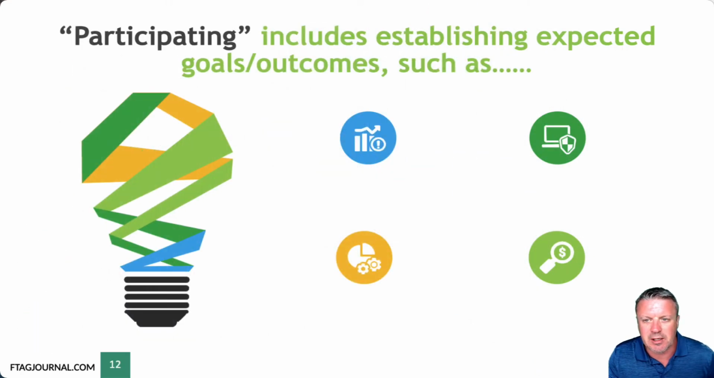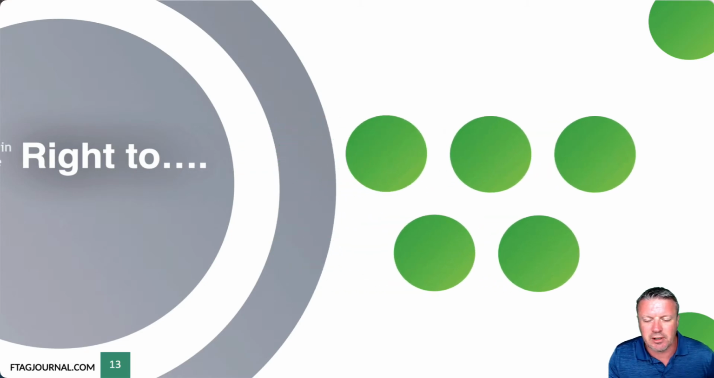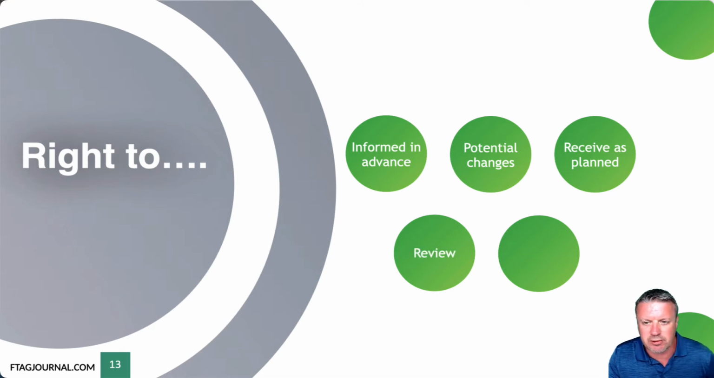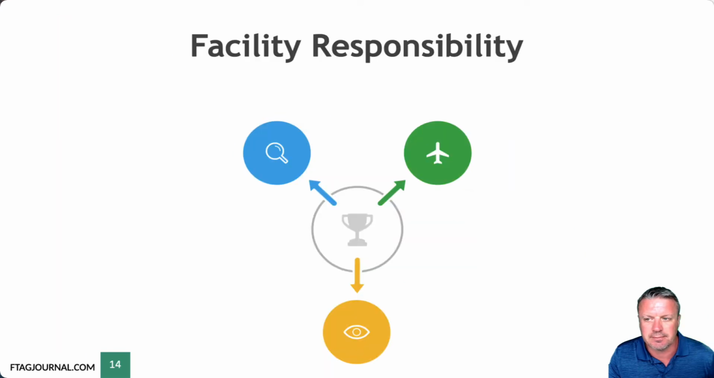It dives a little bit deeper into establishing treatment goals. Participating includes establishing expected goals and outcomes, such as the type of treatments, the amount of treatment, the frequency of those treatments, and the duration of those treatments. The resident also has the right to be informed in advance of what the care plan is going to be, and in advance of any potential changes to the care plan. They have a right to receive treatment and services as planned. They have a right to review, and a right to sign off on, any changes to the care plan before they are actually implemented.